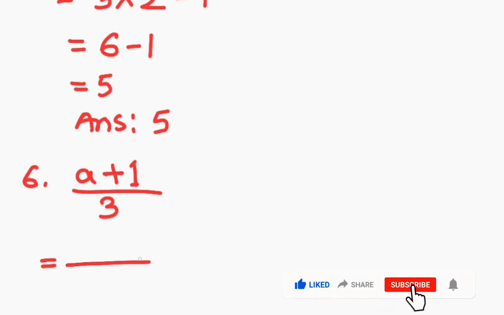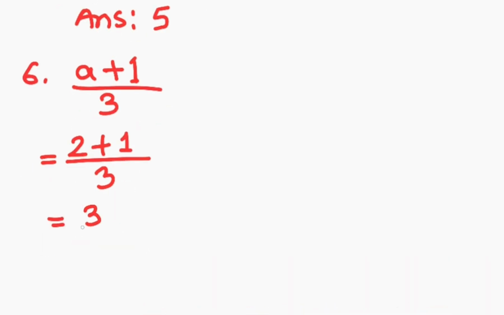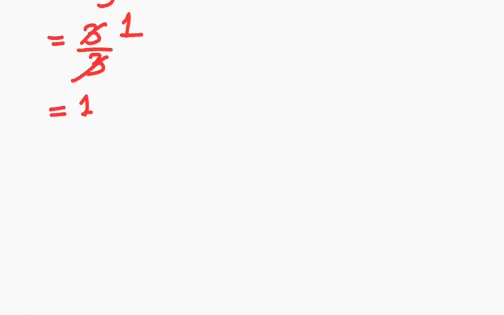Now it is the turn of 6 number. We will do it the same way. Here we will just put a's value. We know a's value is what? We know a's value is 2, plus 1, divided by 3. So here we are getting 3 by 3. If we divide 3 by 3, we will get 1 in this place, or we will cut this way, we will find 1. Answer is 1.